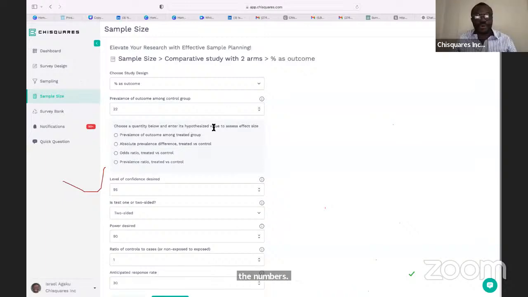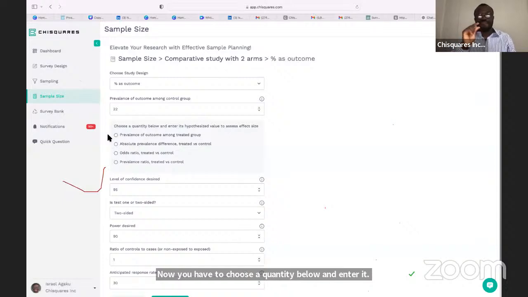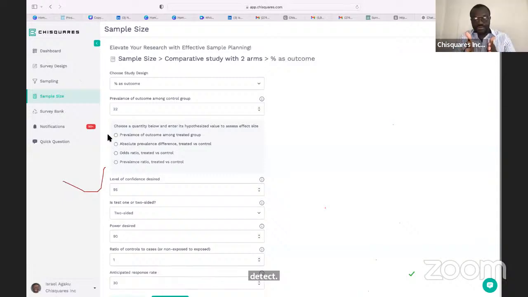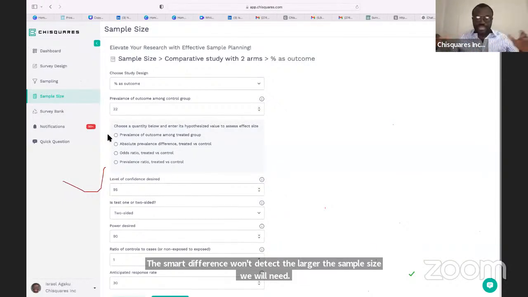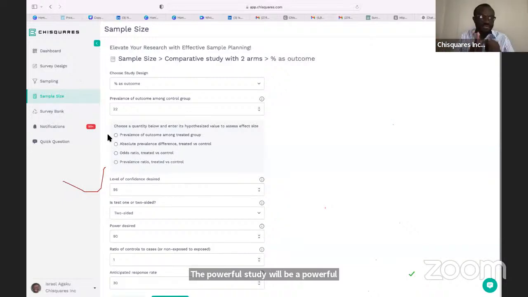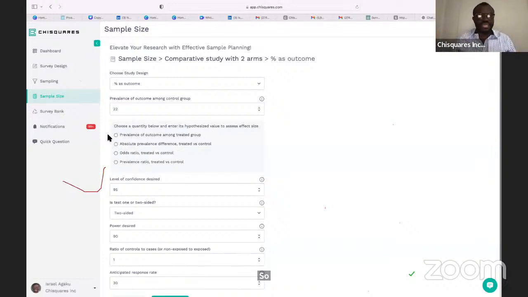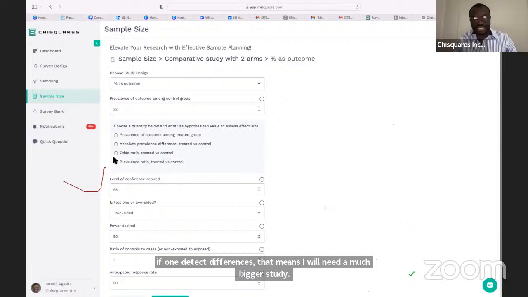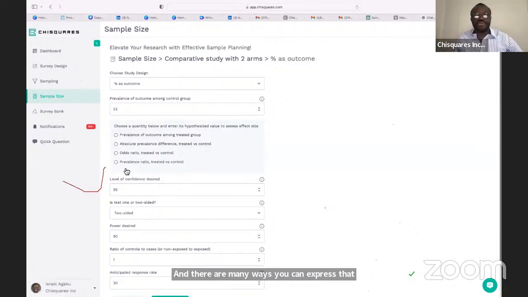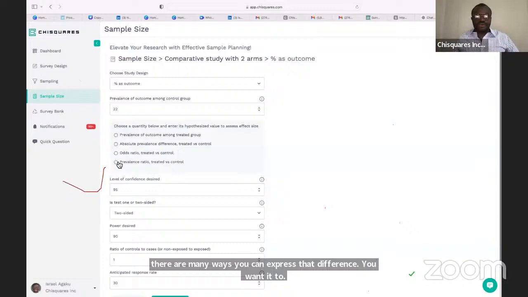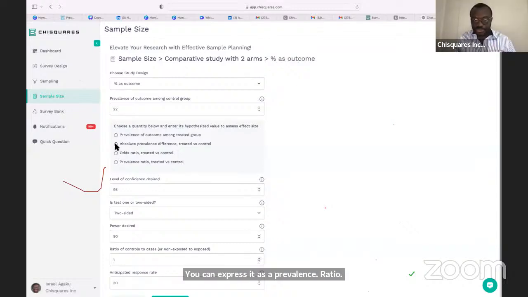Now you have to choose a quantity below and enter its hypothesized value to assess effect size. Remember that effect size is the difference we want to detect between drug 1 and drug 2. The smaller the difference we want to detect, the larger the sample size we will need. Remember we said that a powerful microscope will be needed to detect small differences. So if we want to detect very small differences, we need a much bigger study. There are many ways you can express that difference: as a prevalence ratio, an odds ratio, or an absolute prevalence difference.